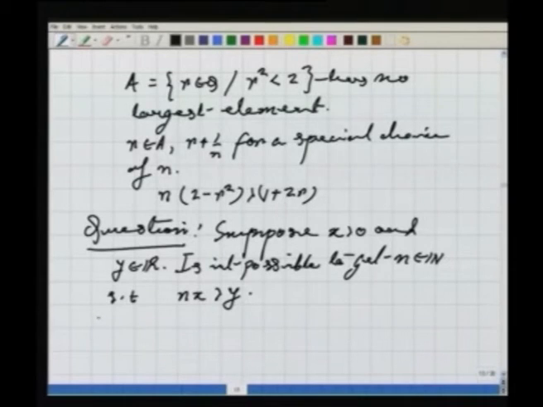For example, I have already shown that if x is equal to 2 minus r square and y is equal to 1 plus 2r, I can manufacture some such n. But now I am generalizing. I am telling you, suppose x is an arbitrary positive real number, that is no longer a rational number, and so is y. Is it possible to get a natural number n such that this happens? Well, we will see that yes, that is the case. So, let us try to prove it.